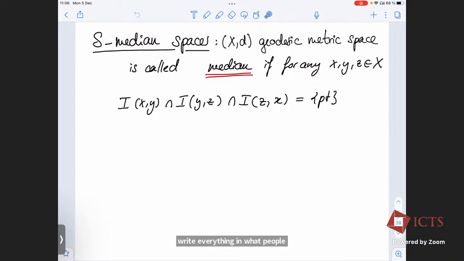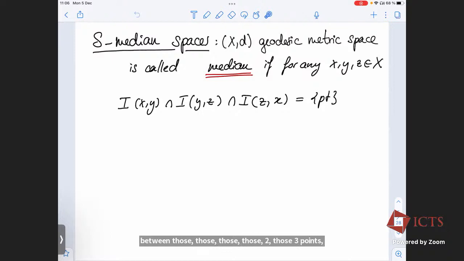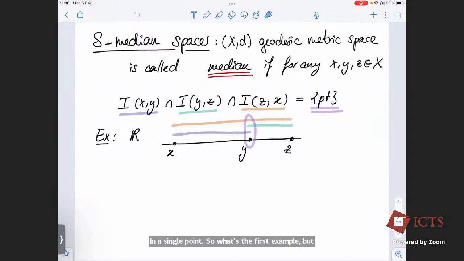So anyway, I'm going to say that a geodesic metric space is median if each time you take 3 points, the triple of intervals between those three points all intersect in a single point. So what's the first example? It's R with the usual distance. And you can see that the interval between X and Y is this thing here. Between Y and Z is this other thing here. And Z and X is this thing here. And you have this point, which is a triple intersection.